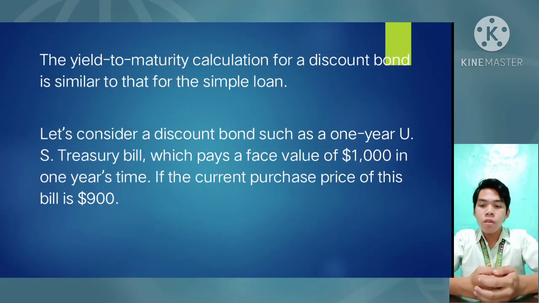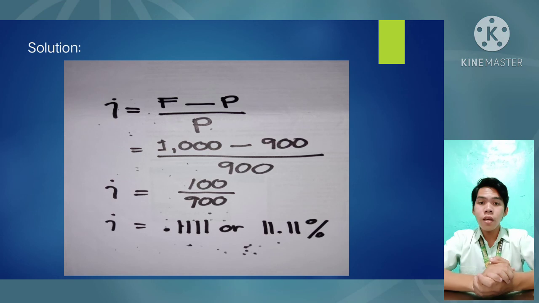So for an example problem, take a discount bond such as a 1-year US Treasury bill which pays a face value of 1,000 in 1 year's time. If the current purchase price of the bill is $900, find the yield to maturity. Simply following the formula for the yield to maturity of a discount bond, which is I equals F minus P over P, substituting the information given, it would be I equals 1000 minus 900 over 900. So the answer would be 0.1111 or 11.11%. So the yield to maturity in this problem is 11.11%.